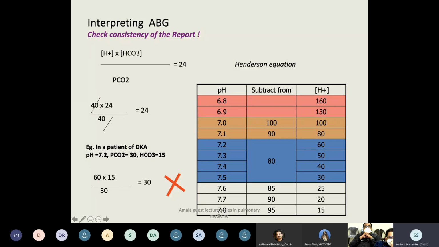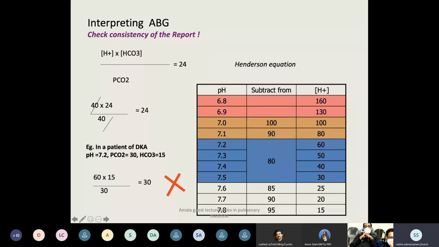So roughly, if you have a pH of, say, for example, 7.2, I have one ABG of a diabetic ketoacidosis patient who has a pH of 7.2. So the H plus ion concentration will be 80 minus 20, that is 60. So you put that in the numerator, then bicarbonate is 15. So 60 by 15 is 4, which is not 24. So don't even look any further into that ABG report. Just throw it in the bin.